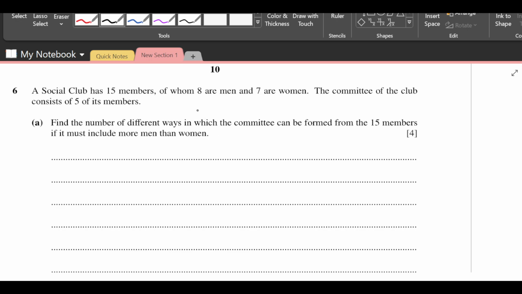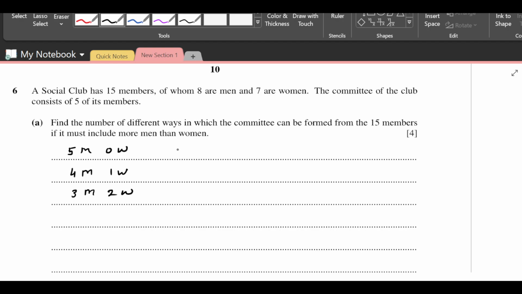Now 5 members should be there in a committee. 8 are men and 7 are women. So it could be possible that I have all 5 men. So the conditions we can discuss are 5 men and 0 women, or 4 men and 1 woman, or 3 men and 2 women. That's it. These 3 conditions. Okay, so now 5 men and 0 women.